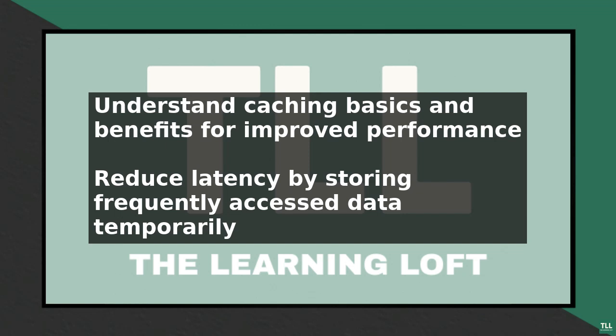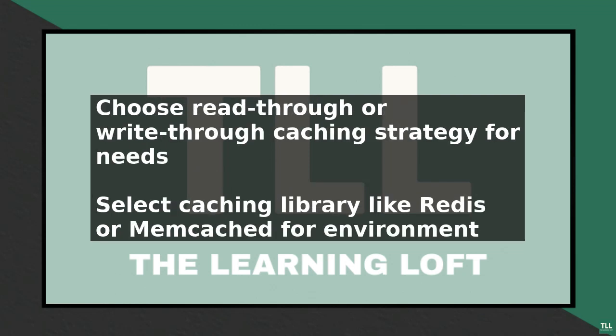Next, choose a caching strategy that suits your needs. There are two main caching strategies: read-through caching and write-through caching. Read-through caching caches data when it is read from the API, while write-through caching caches data when it is written to the API.